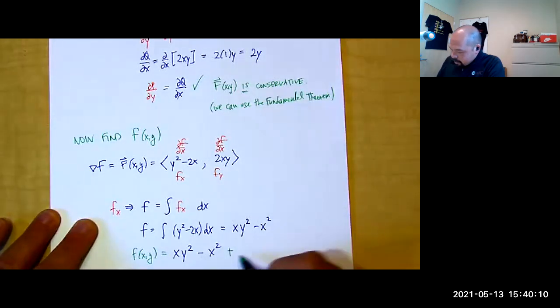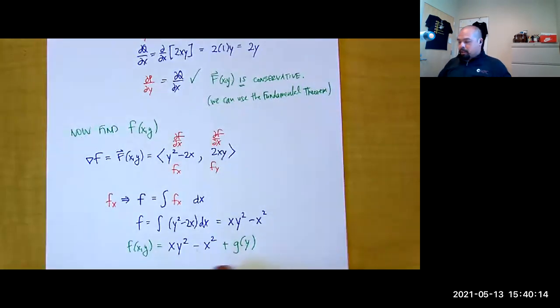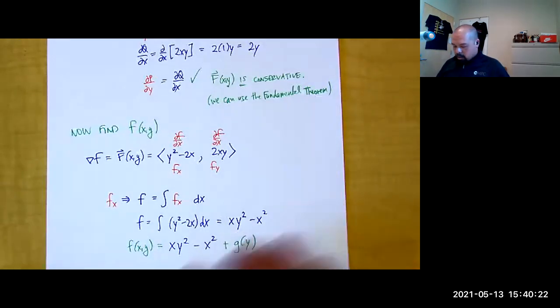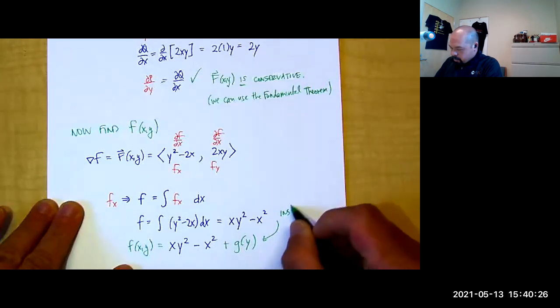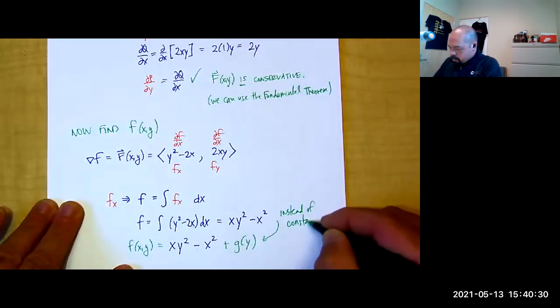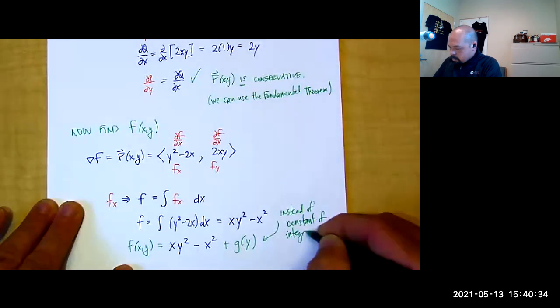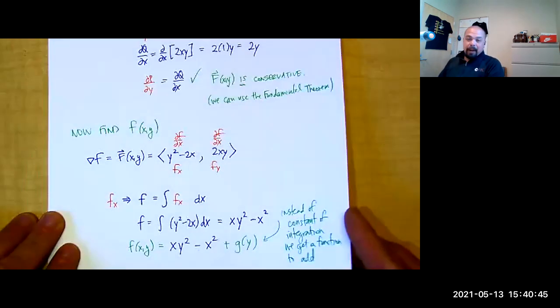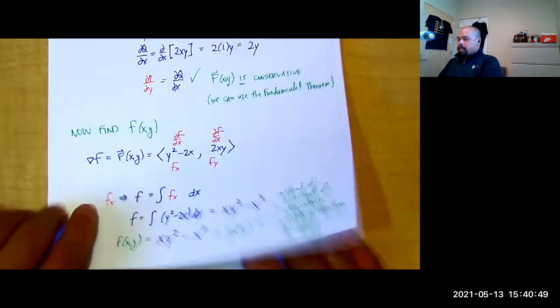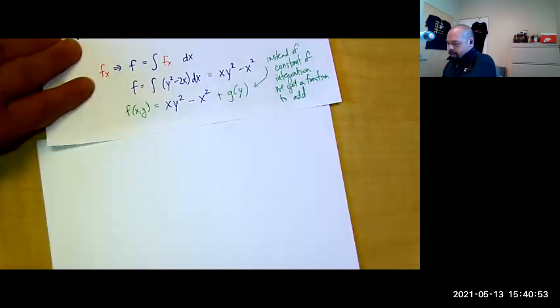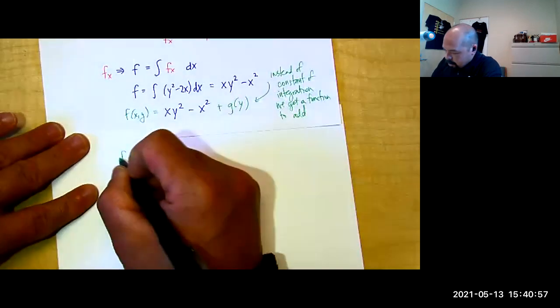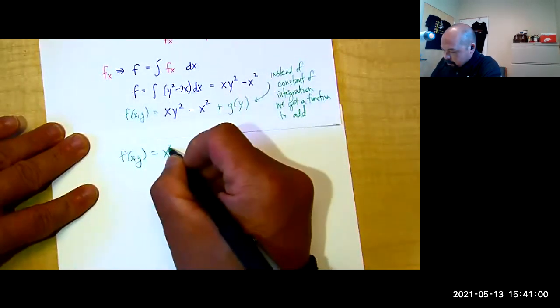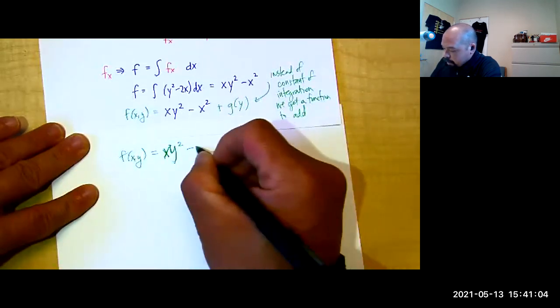we can add some function of y. Because when I take my derivative with respect to x, anything depending on just y alone goes to zero. So instead of a constant of integration, we get a function that, okay? But now we have to figure out what does that g of y look like? So in this case, we have this idea that our function starts to look like x y squared. And again, we could rearrange: minus x squared plus g of y.